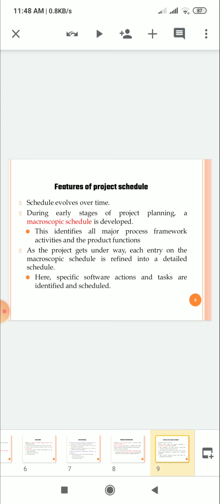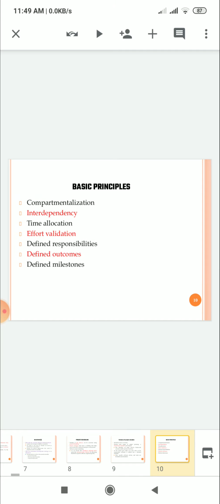What are the features of a project schedule? The schedule evolves over time. During the early stages of project planning, a macroscopic schedule is developed. This identifies all major process framework activities and the product functions. As the project gets underway, each entry on the macroscopic schedule is refined into a detailed schedule. Here, specific software actions and tasks are identified and scheduled. What are the basic principles? It includes compartmentalization, interdependency, time allocation, effort validation, defined responsibilities, defined outcomes, and defined milestones.